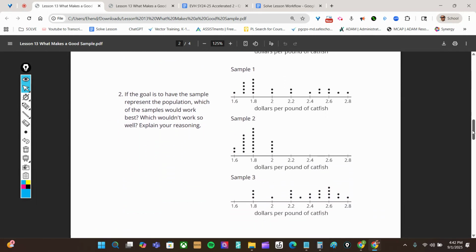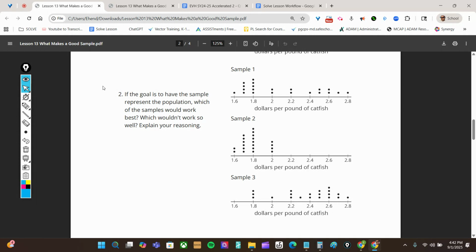And they give you 3 samples. And if the goal is to have the same representation of the population, which of the samples would work best, which would not work so well, explain your reasoning. So go ahead, take a moment to do that.